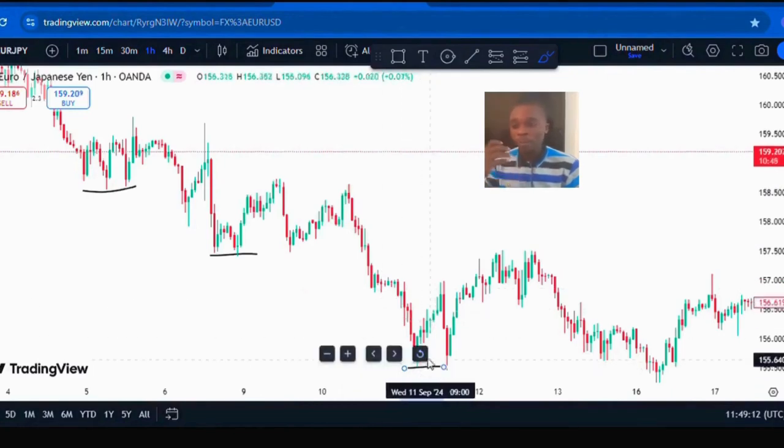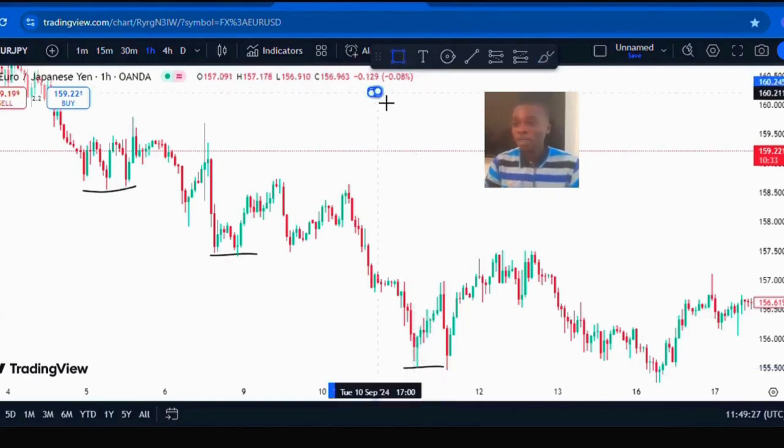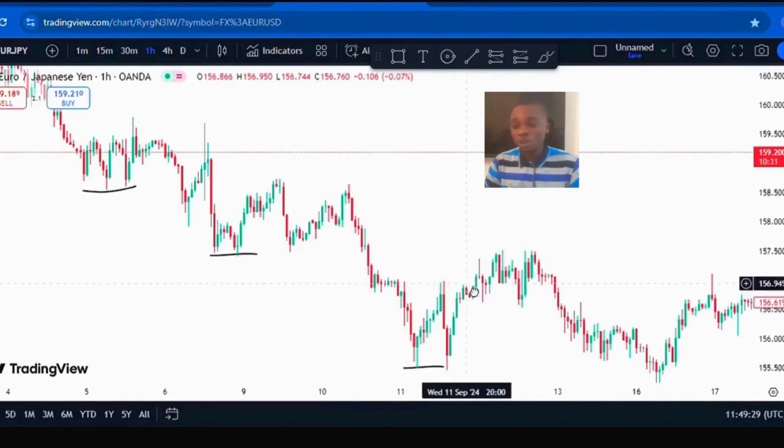You can see that at this point, sellers are in control of the market. At this point, the resistance is stronger than the support. So that's what most of you don't know. At this point, resistance is stronger than the support, which causes price to always break the support area.